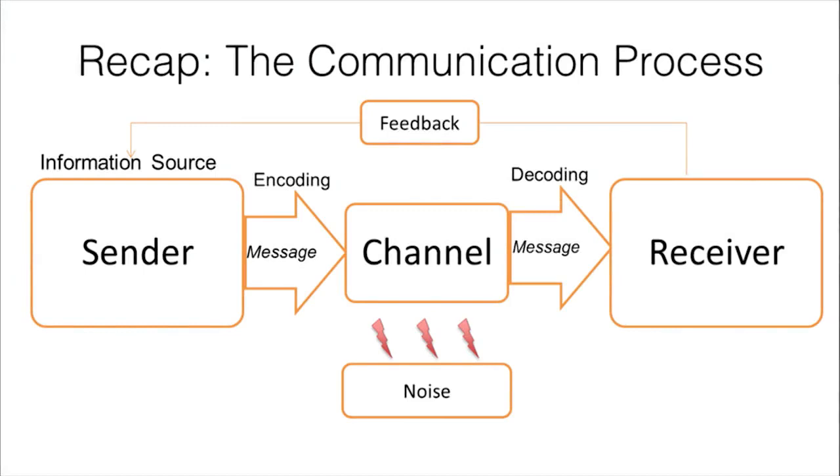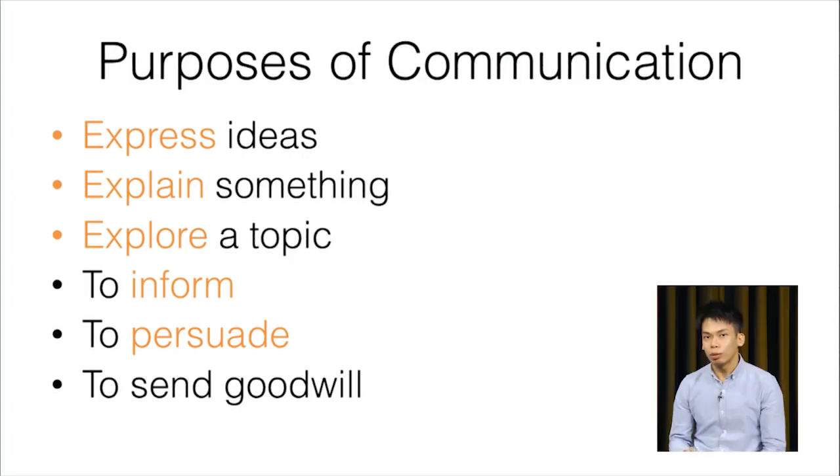Firstly, let's recap the communication process. The sender or source sends a message to the receiver. This applies in both a one-to-one or a one-to-many situation. If there are multiple receivers, they may be termed as an audience. In general, we may communicate for several reasons. It may be to express ideas, to explain something, or to explore a topic. In the professional workplace, it may be to inform, persuade, or to send goodwill. A recently popular term, audience-centered approach, which is actually quite a commonsensical term, is used to describe communication that emphasizes the importance of understanding the audience.